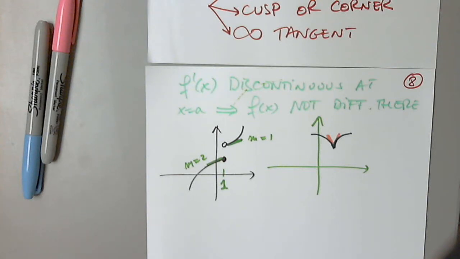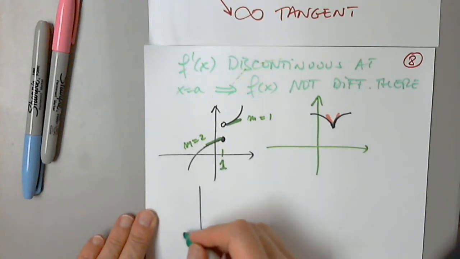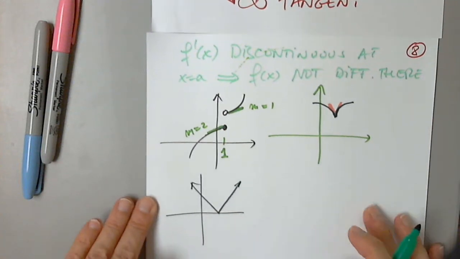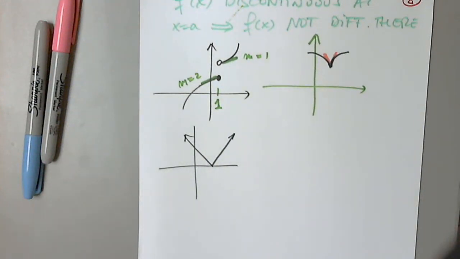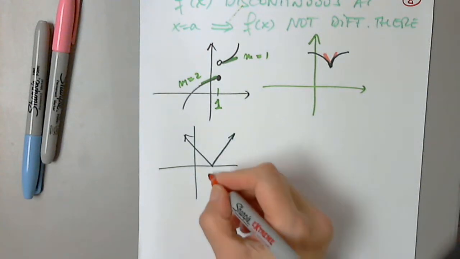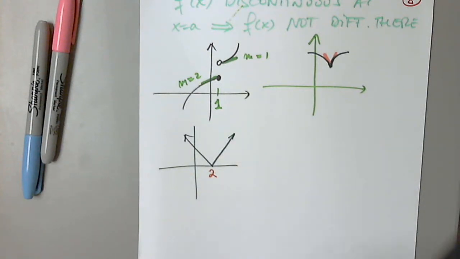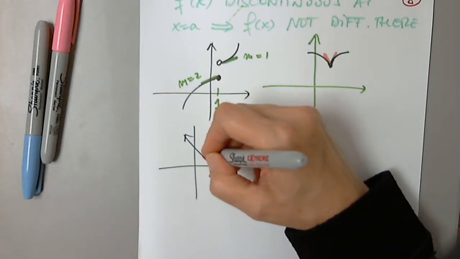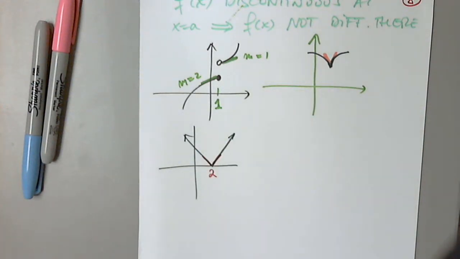Okay, and let's look at a corner. We know the absolute value looks like this. The absolute value is differentiable everywhere, but not at this point, because there are 2 tangents: one with a negative slope and one with a positive slope.